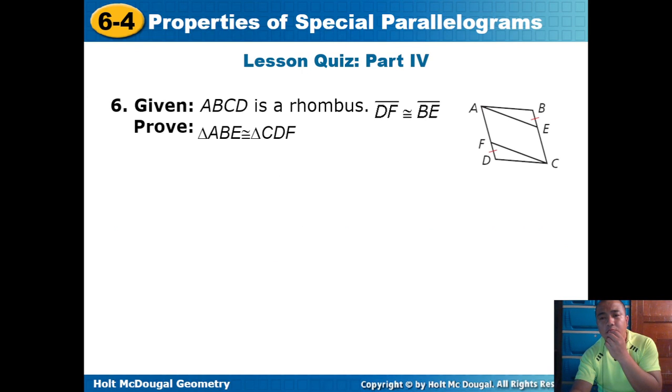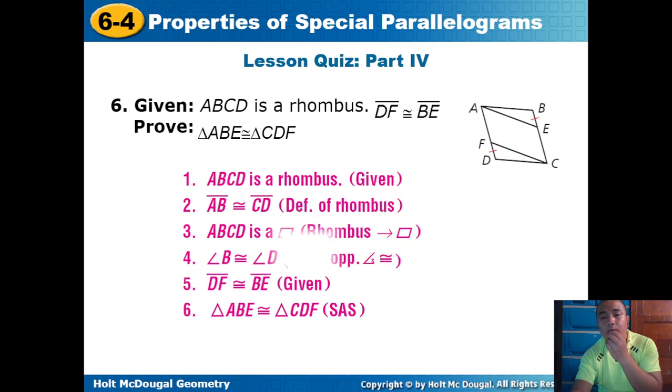Another, ABCD is a rhombus. Segment DF is congruent to segment BE. Prove that triangle ABE is congruent to triangle CDF. Two-column proof. Here is the answer. ABCD is a rhombus, given. AB is congruent to CD, definition of rhombus. ABCD is a parallelogram. Of course, rhombus is a parallelogram. Angle B is congruent to angle D. Opposite angles are congruent in a parallelogram. Segment DF is congruent to segment BE, given. Therefore, triangle ABE is congruent to triangle CDF by SAS theorem.